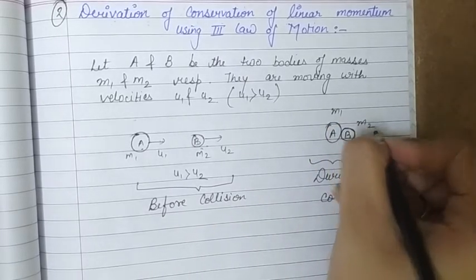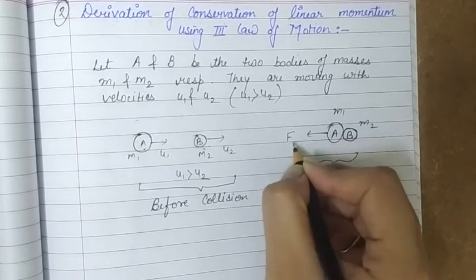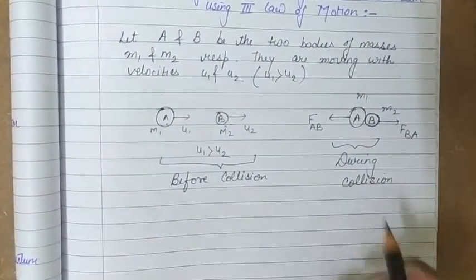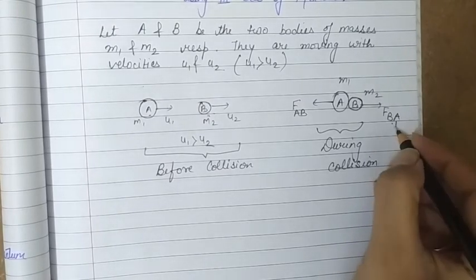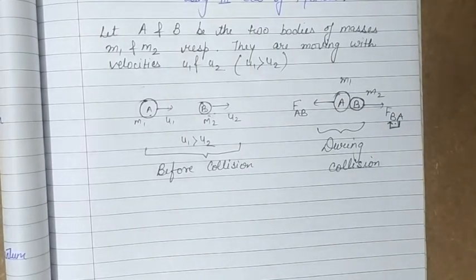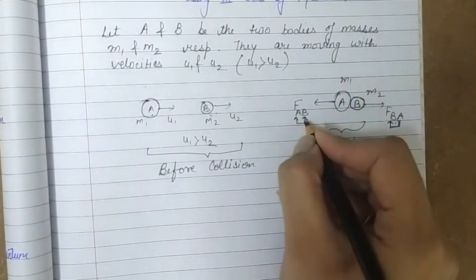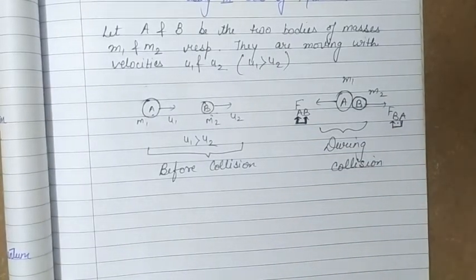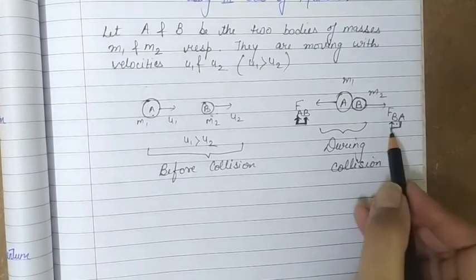Mass में कोई change नहीं होगा, mass will remain the same, but when they collide, there are forces acting on these two bodies, FAB and FBA. During the collision, they exert force on each other. FBA is the force exerted by body A on B, and FAB is the force exerted by body B on A. The second body we wrote will exert force on the body we wrote first. So FAB means the force exerted by B on A, and FBA means the force exerted by A on B.